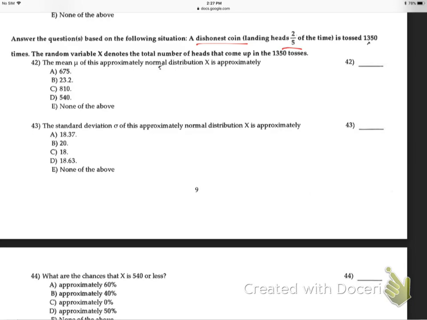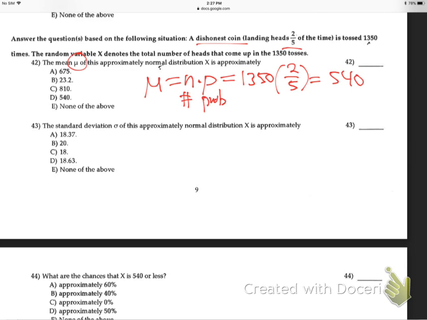So all these ones, we had a formula which says mu is n times p. When they're flipping a coin, die, whatever, and asking you for mu, the mean, the middle, it's n times p. Remember that we said that a couple days ago. n is the number of times, and p is the probability. The number of times is 1350, and the probability for heads is 2 fifths. Take your calculator, multiply by 2, divide by 5. I'm getting 540. That's the mu, 540.